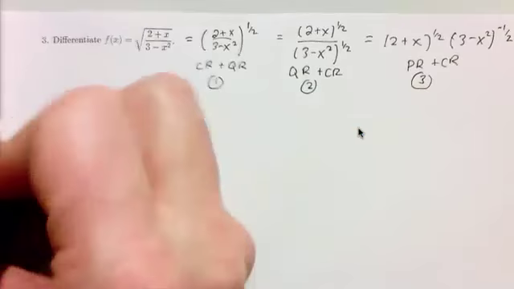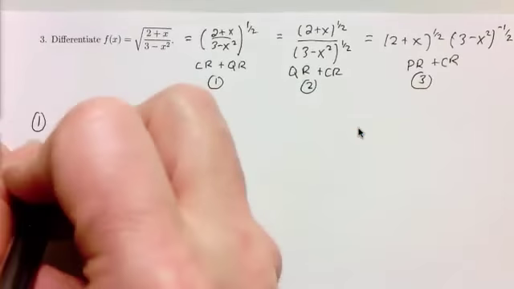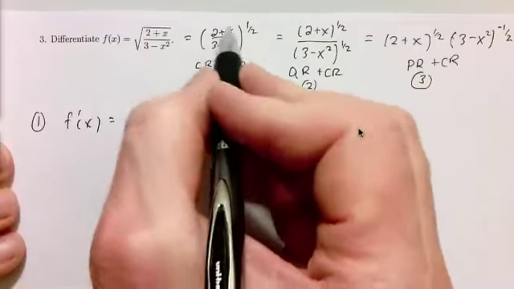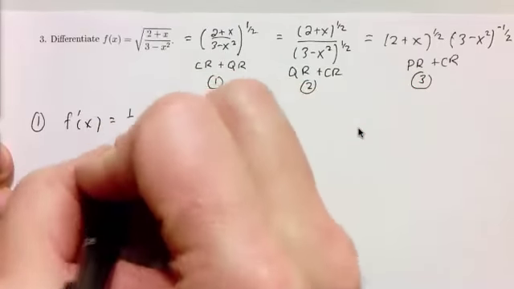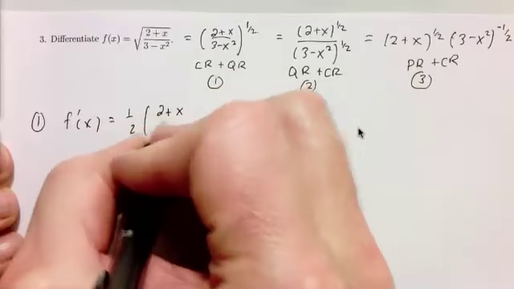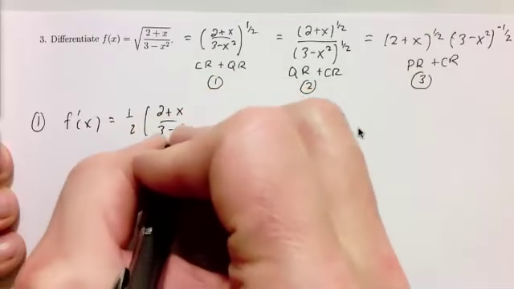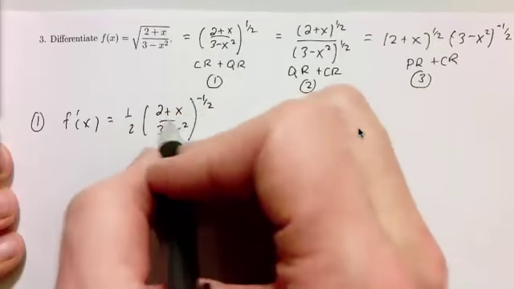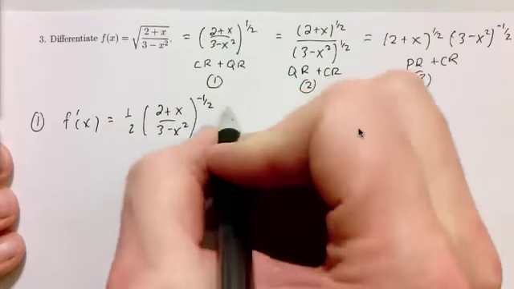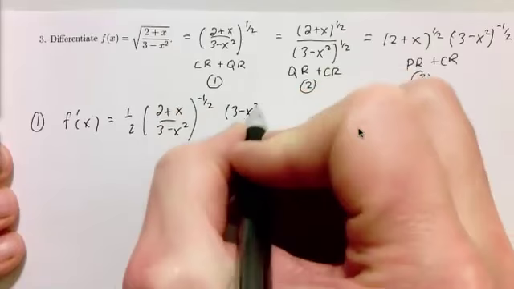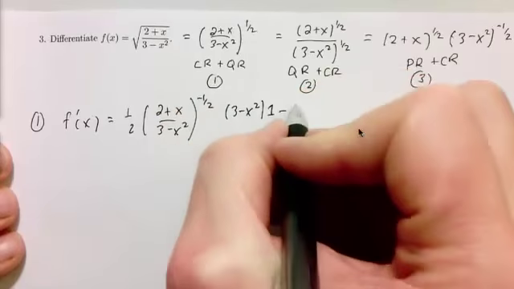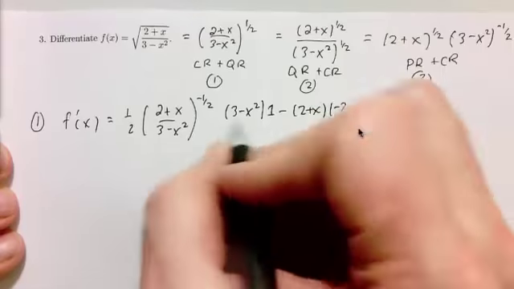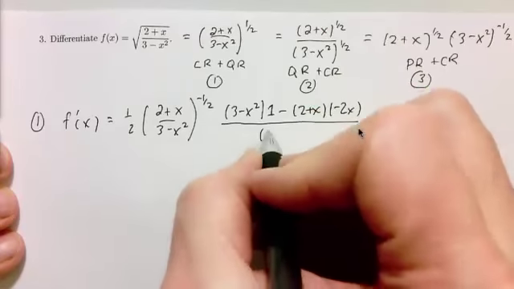Okay. In approach 1, we've got f prime of x. We have the inside alone, that's all of this, so we'll have 1/2 to the minus 1/2 times the derivative of the inside, which requires a quotient rule. Low d high minus high d low over low squared.